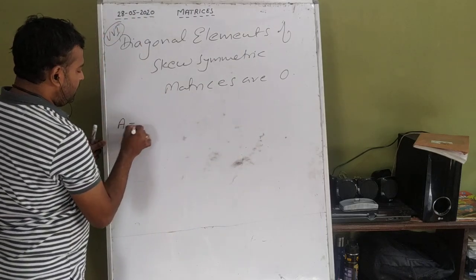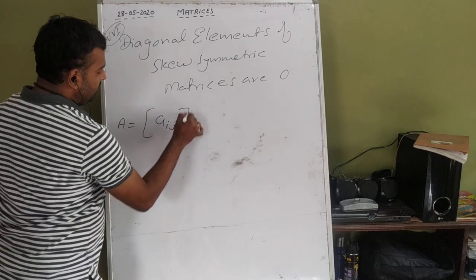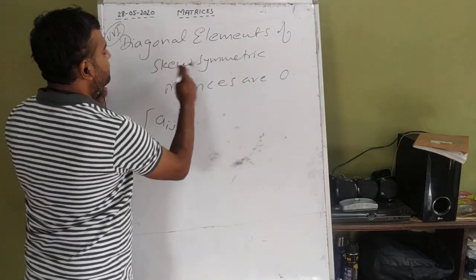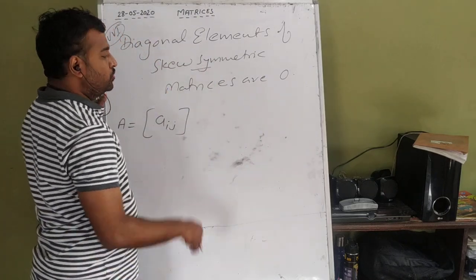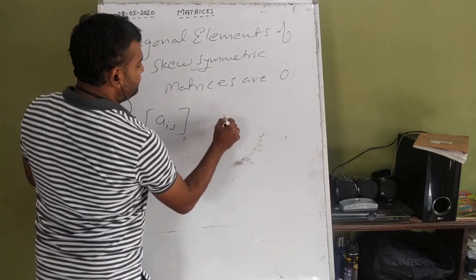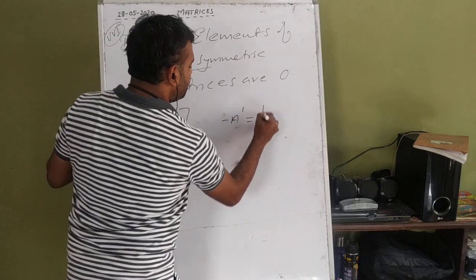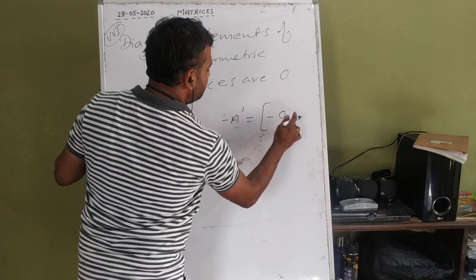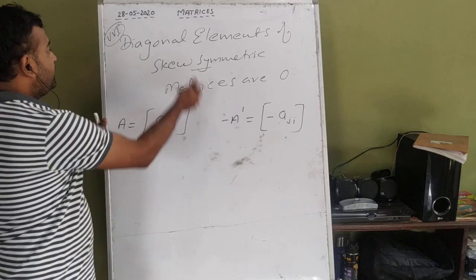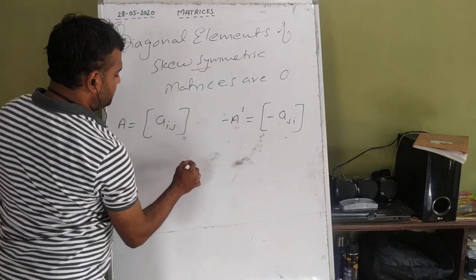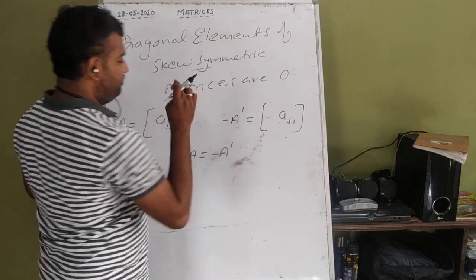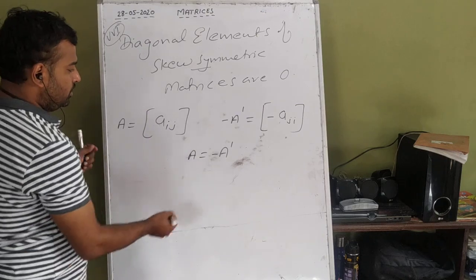Let us consider A equals Aij to be a square matrix. And how is the given matrix? The given matrix is skew symmetric. So we know that for a skew symmetric matrix, if you find the negative of A transpose, then that will be negative of Aji. And according to the condition of the skew symmetric matrix, we can say A is equal to negative of A transpose. This is the matrix.